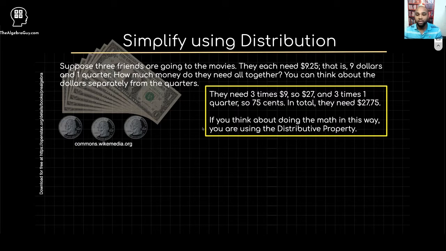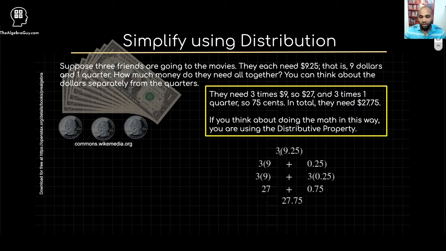If you think about doing the math in this way, you're really just using the distributive property, because you took the $9 and separated it from the cents, making it $9 plus 25 cents. So that's the distributive property. It would have looked like this: 3 times (9 plus 0.25). If you were to add the 9 and the 0.25, it would give you 9.25. But when you're distributing, the idea is you're separating the dollars from the cents with this plus sign. 3 times 9 gives you 27. 3 times 25 cents is 75 cents. And there we go. So we're going to look at some more problems like this.